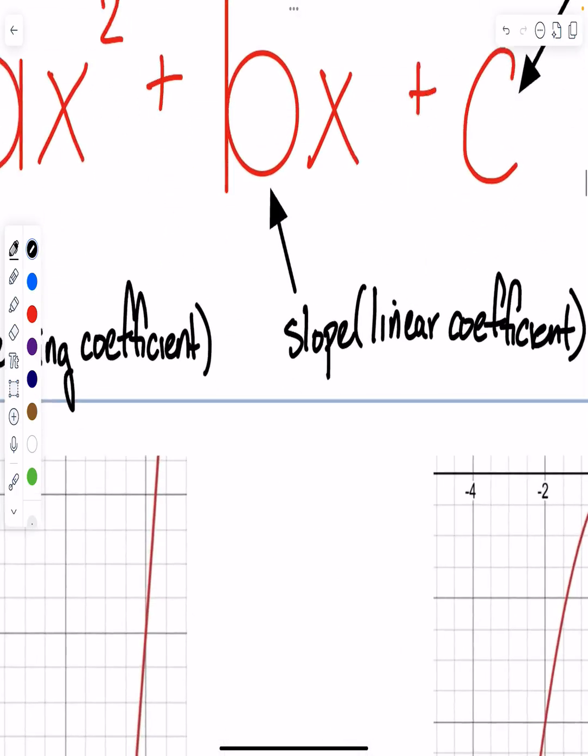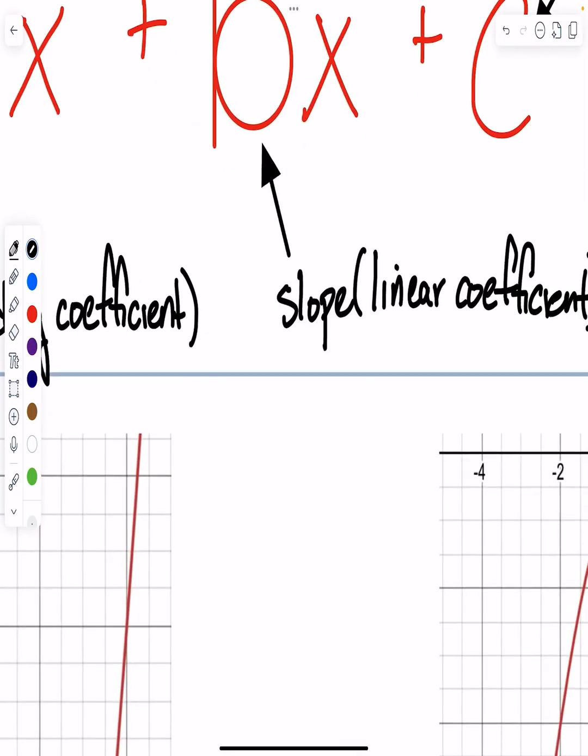Before we begin looking at quadratic functions graphically, let's take a moment to define what the shape is. So formally, the shape is known as a parabola.